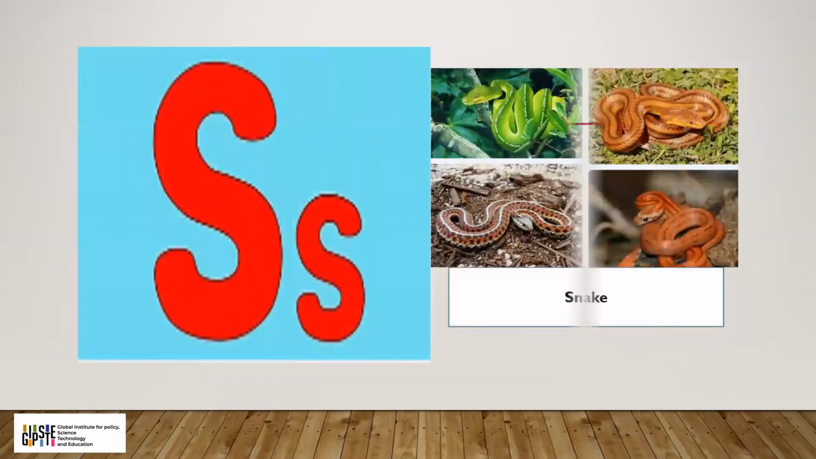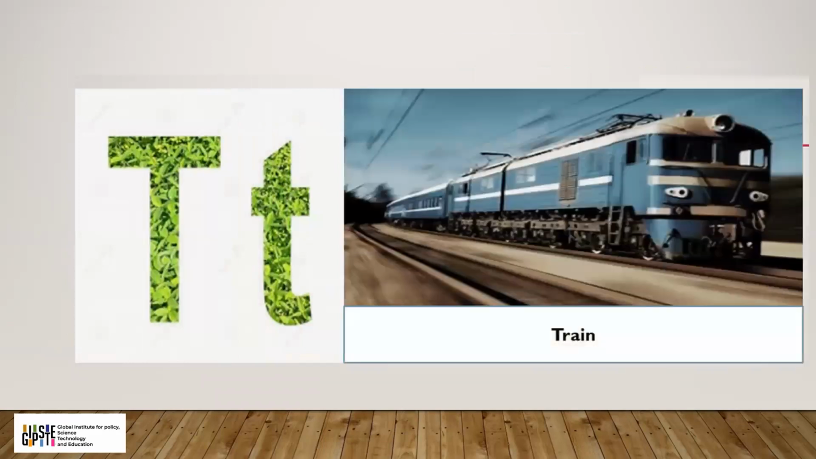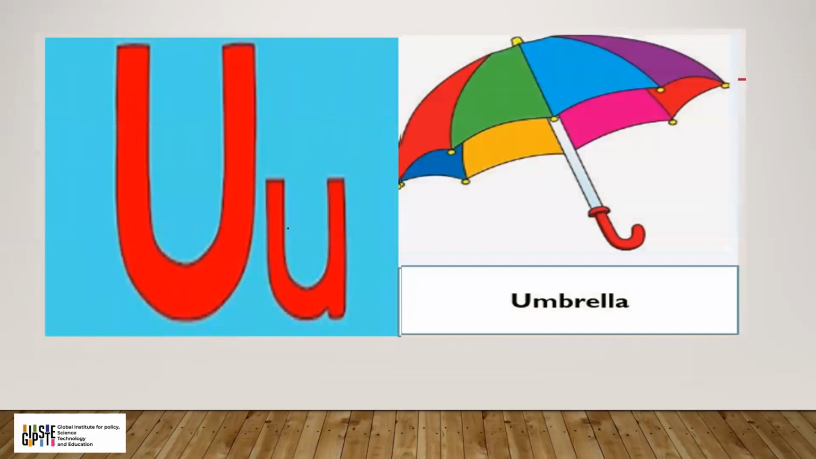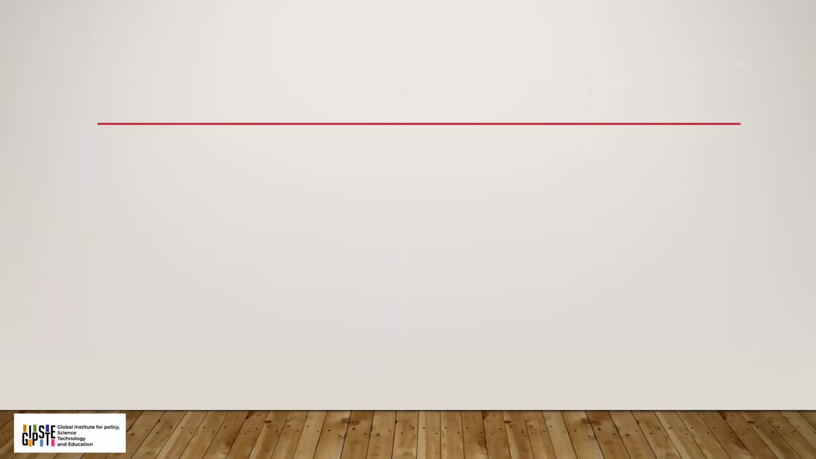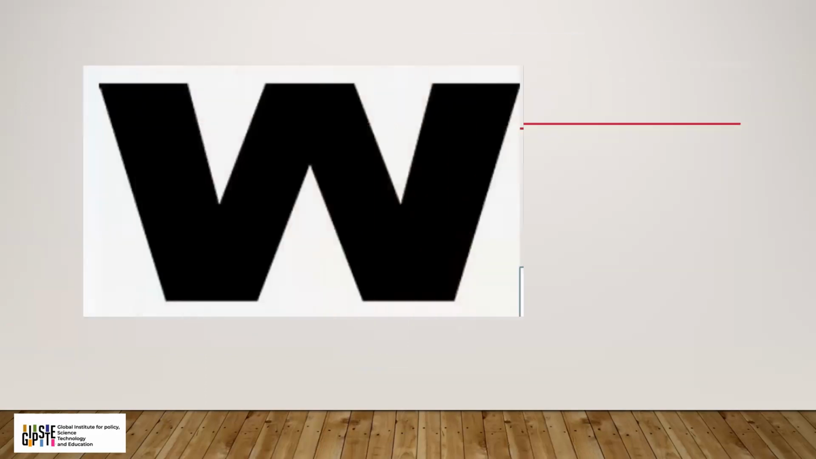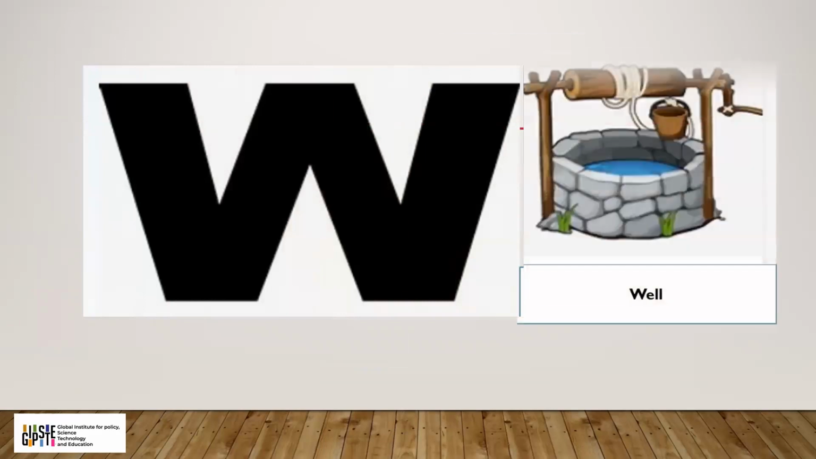S. S is for snake. T. T is for train. U. U is for umbrella. V. V is for vegetables. W. W is for well.